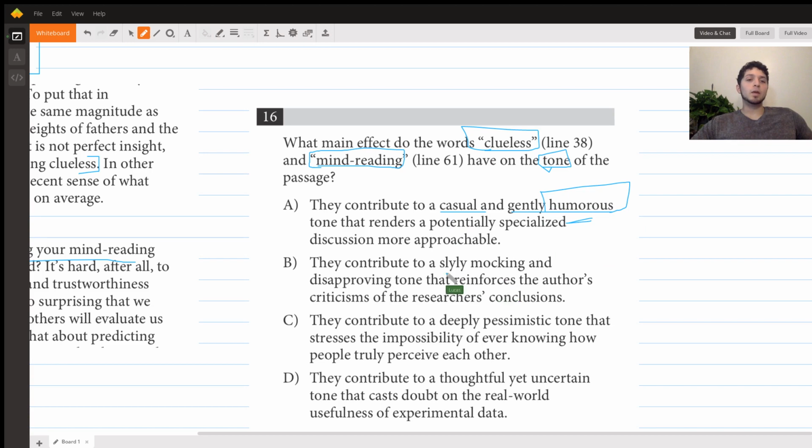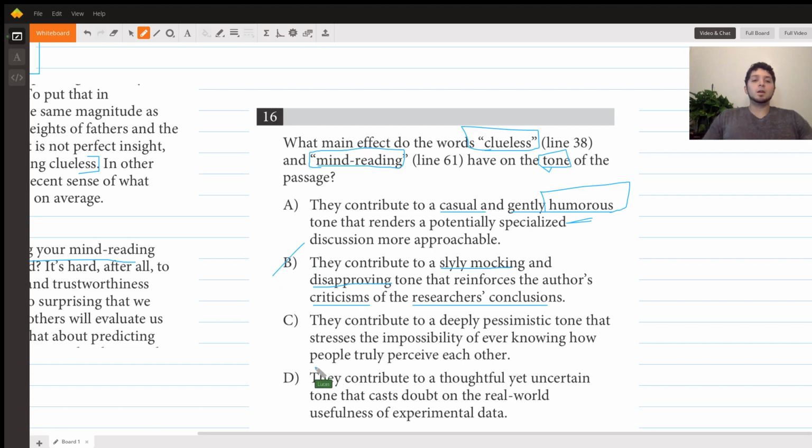Then we have B, which says they contribute to a slyly mocking and disapproving tone. This is a little bit too sophisticated as far as I can tell, right? A mocking and disapproving tone is a little too negative for what I would expect from an SAT passage, and a little too specific, when it's usually more likely that we're dealing with just formal and informal tone. But it says it's reinforcing the author's criticisms of the researcher's conclusions. This is really the part that makes this wrong, is that the author is not criticizing the researcher's conclusion. He is a neutral third party, just giving the information from the experiment. If anything, he's probably mildly supportive, but definitely not critical. So we can get rid of B.